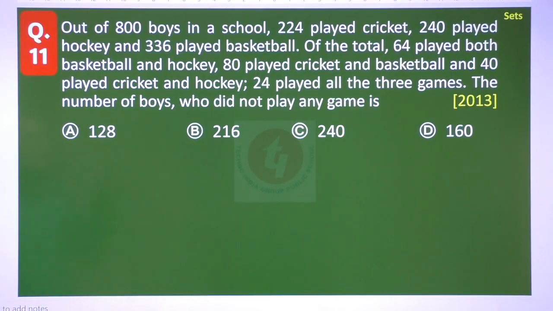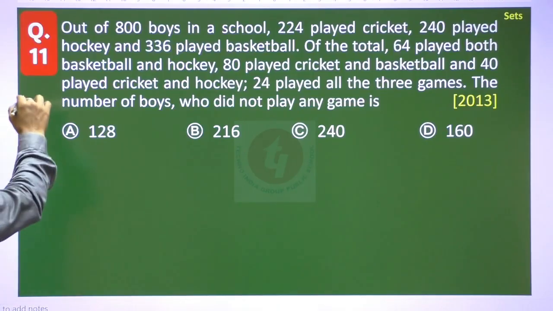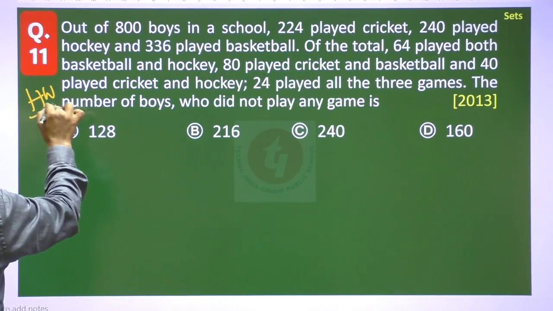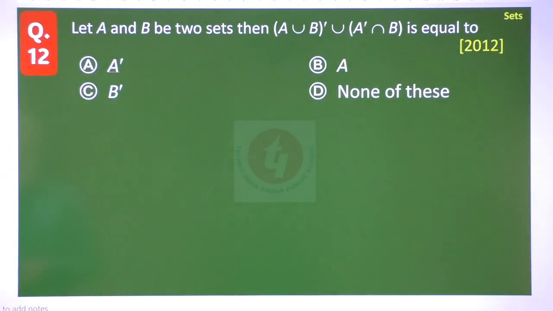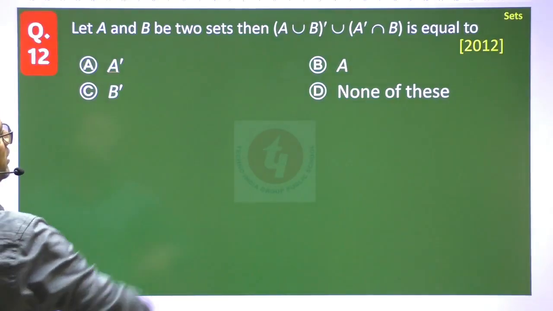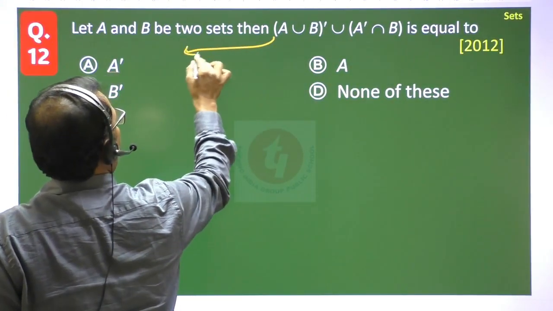Out of 800 boys, similar type of problem, you can solve it, just previous questions, homework. A and B are two sets. Now it is equal to what? It is a one line question.